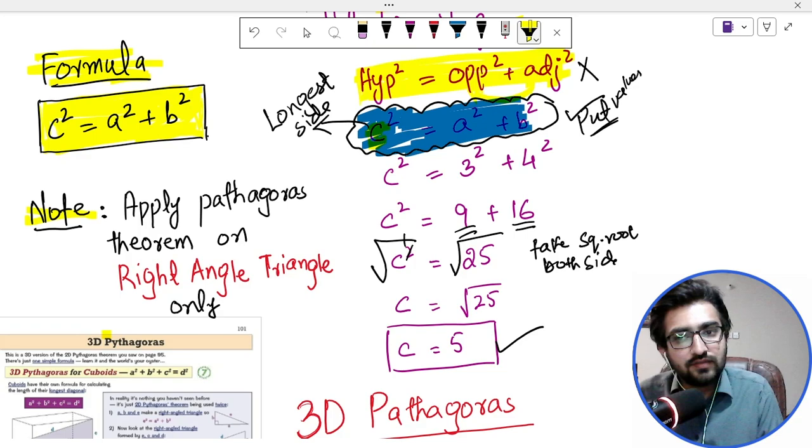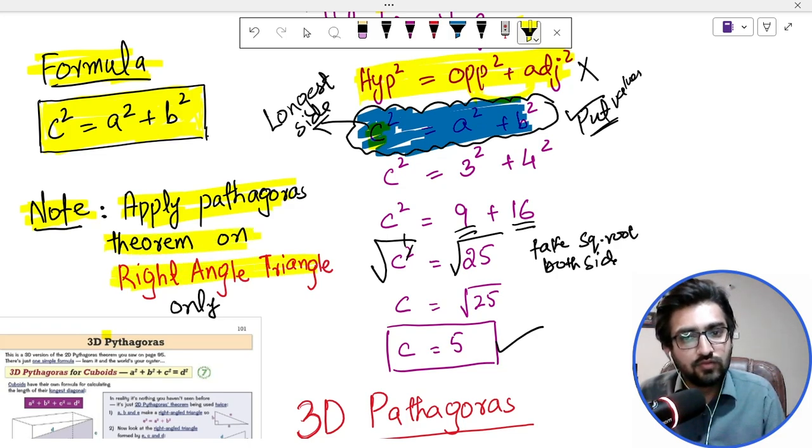The note is that you apply Pythagoras theorem on right angle triangles only. On right angle triangles only. You cannot apply Pythagoras theorem on other triangles. Remember this point, this is a very important point.